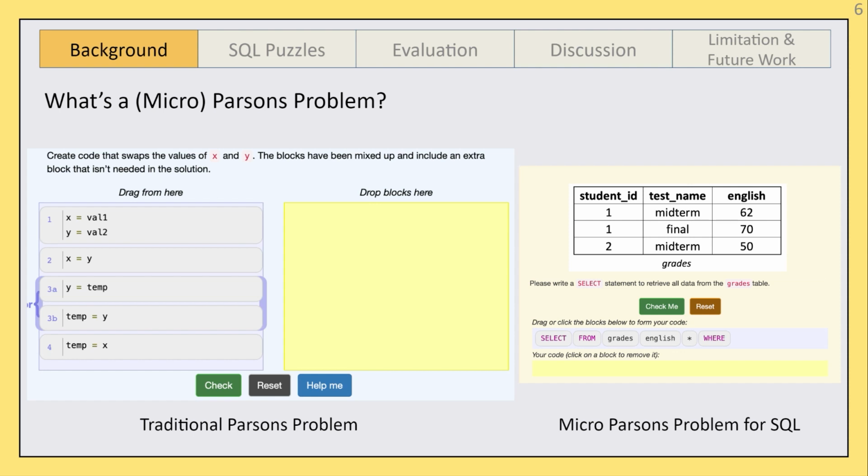Parsons problems have been found to improve problem-solving efficiency and promote programming pattern acquisition, while they can maintain an equivalent learning gain compared to writing code from scratch. Micro-Parsons problem, in our case, is a variation of Parsons problems, but they focus on a single statement, which is the case for SQL code for beginners.